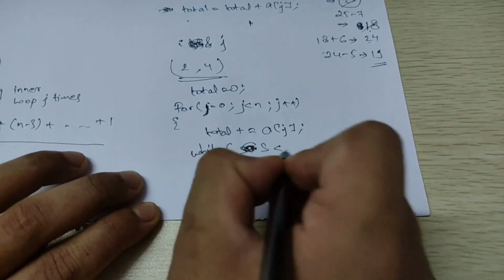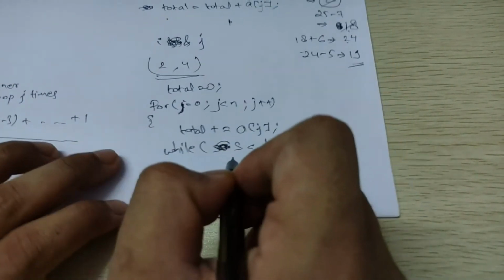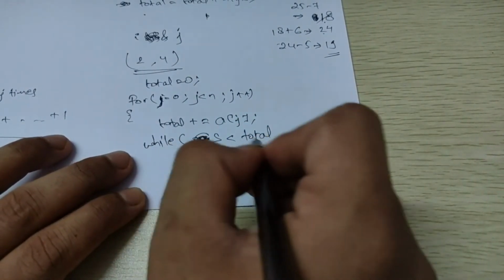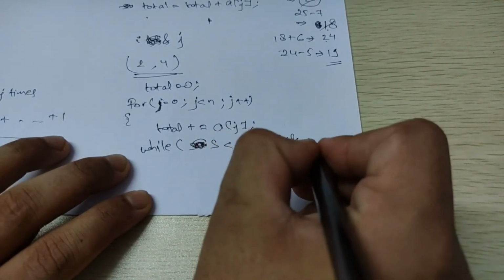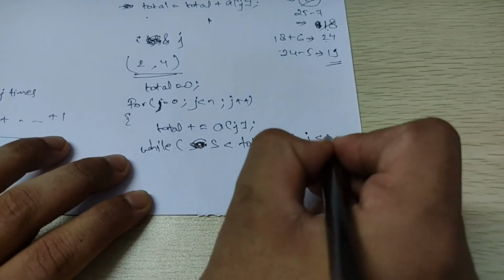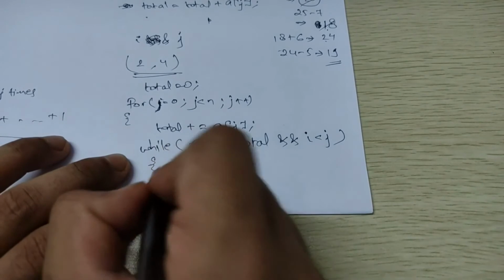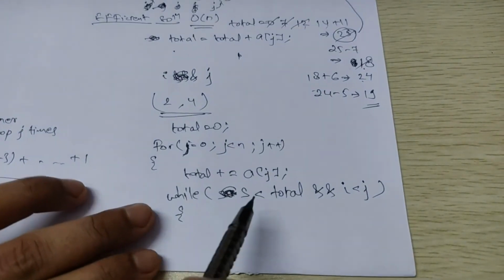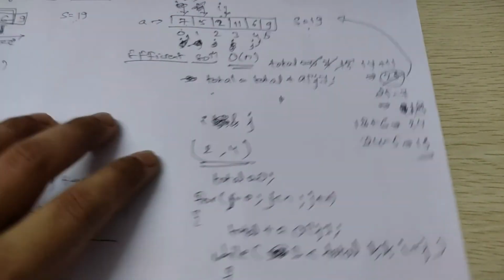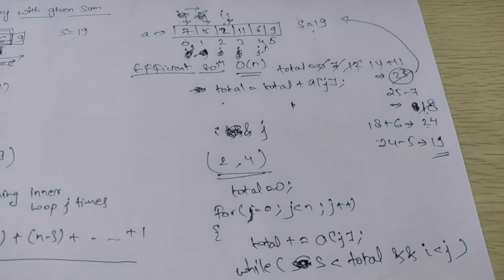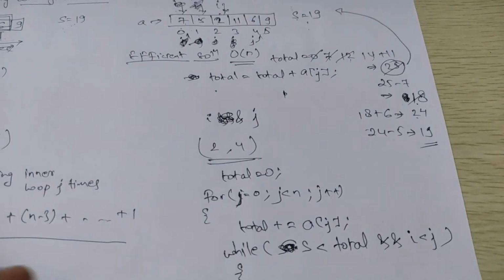given s is smaller than total, that means total is greater than s, and also I has to be smaller than j. Fine, because you do not want to increment the I value more than j. Otherwise the whole process will be wrong, because you have to find the starting position and end position, and you do not want the start position to cross the end position. That's why you also check that I is smaller than j.